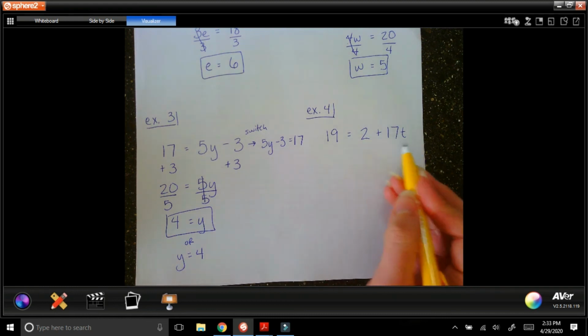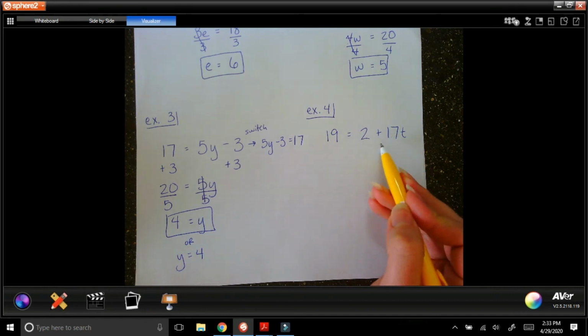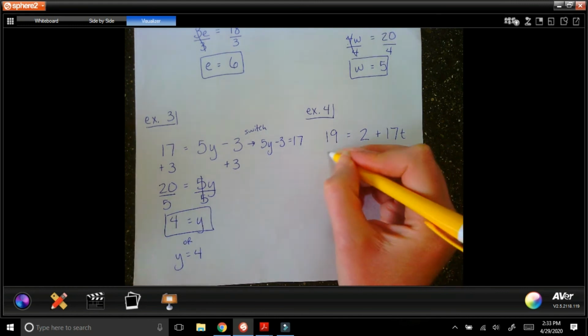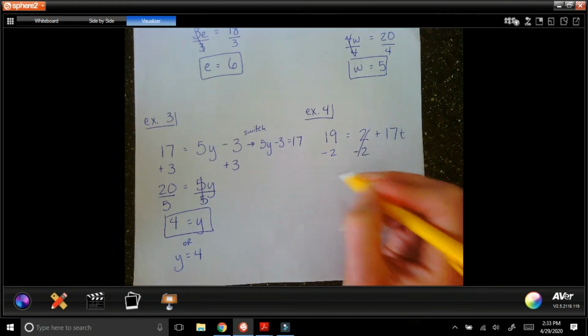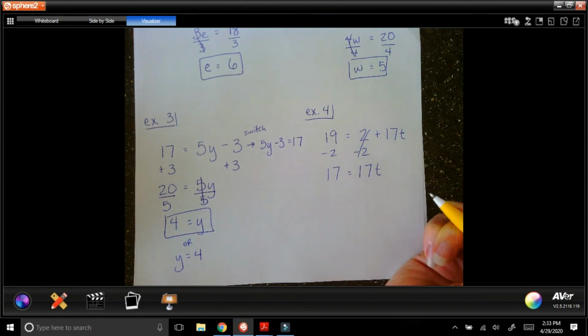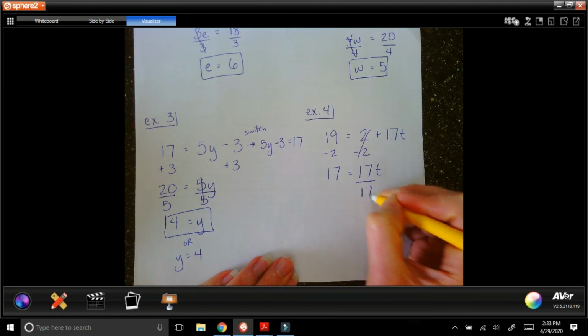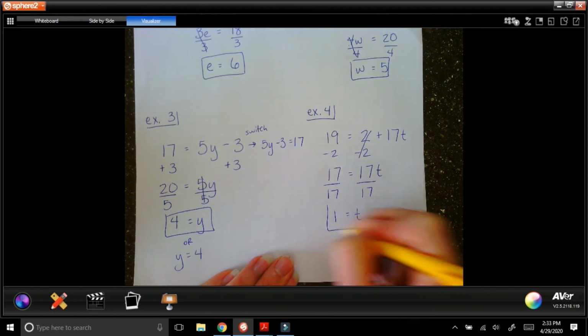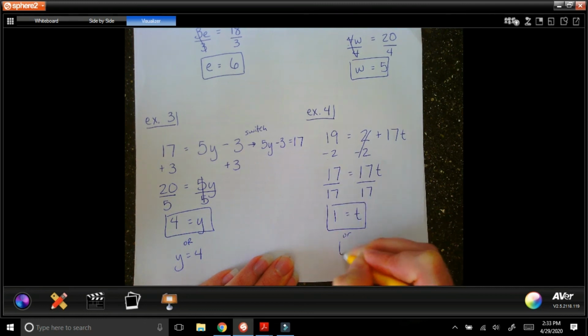And then this last one, again, this is another one you could switch the order around if you wanted to write 2 plus 17t equals 19, you could do that. Or you're going to have to subtract 2 from each side. So 17 equals 17 times what number? Well, then you divide each side by 17. So 1 equals t, or you can write t equals 1.